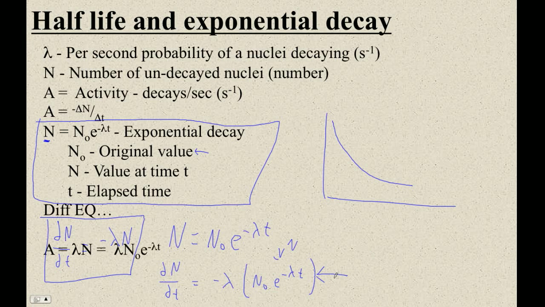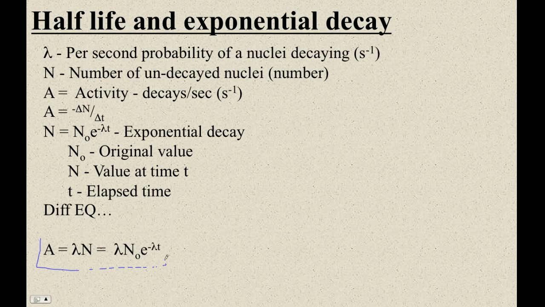Okay. And then here is another formula that they give you that's totally unnecessary, but if you want the activity, it's lambda N times that. And I think there should be a minus sign on there, but that's okay.